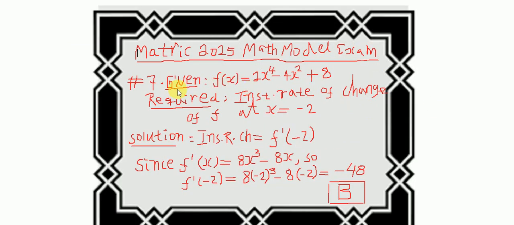For number 7, a function is given: 2x raised to 4 minus 4x squared plus 8. What's required? The instantaneous rate of change of this function at x is equal to -2. How do we solve? The instantaneous rate of change of a certain function at a certain number means the derivative of the function as a number.